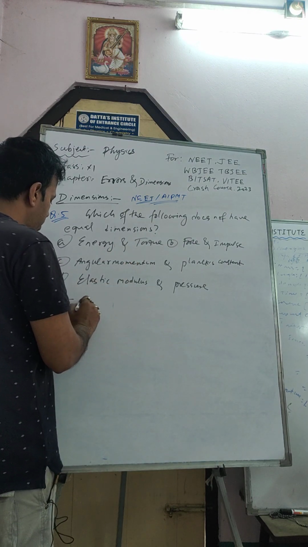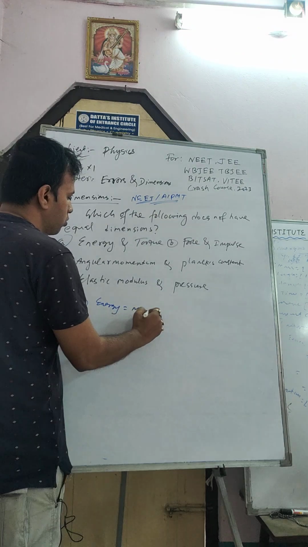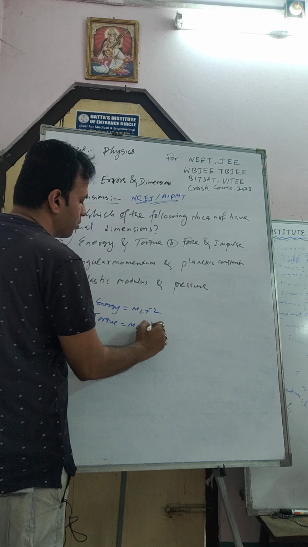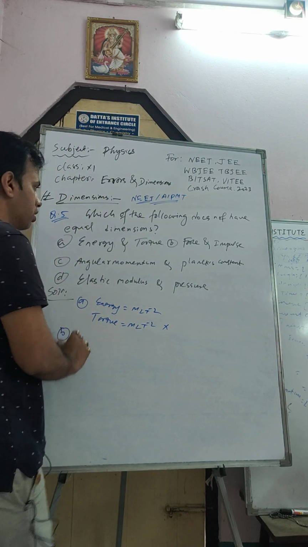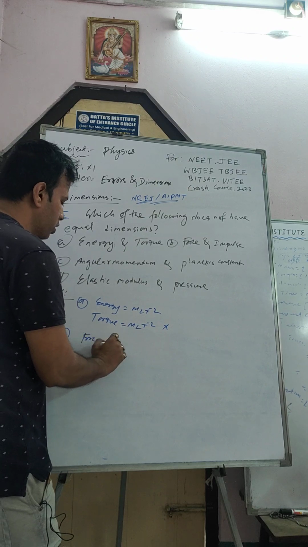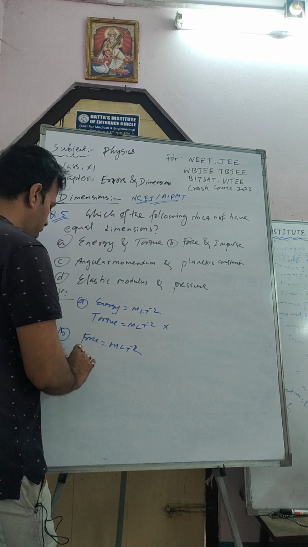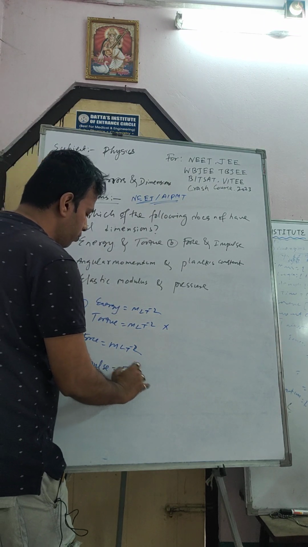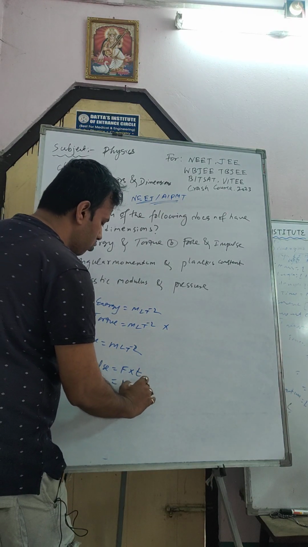So here, if you take energy, we know that energy is M L squared T minus 2, and torque is also M L squared T minus 2. So both are the same. So option A will not be correct. So take option B. The dimension of force is M L T minus 2, and impulse is what? Impulse is force into time. So M L T minus 2 into T.